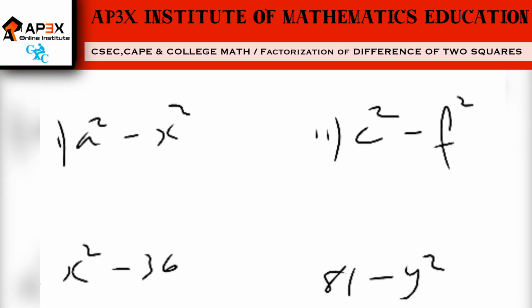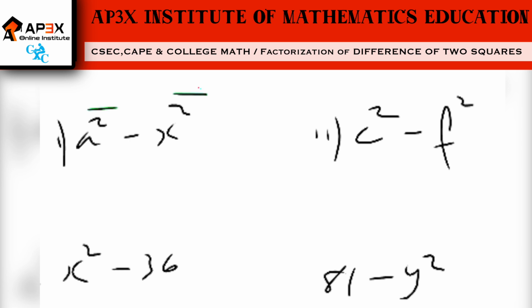So we are asked to factorize a squared minus x squared. We can skip step 1 because step 1 states to ensure that both terms are raised to the power of 2. We don't need to ensure that, because guess what? They are already expressed to a power of 2.